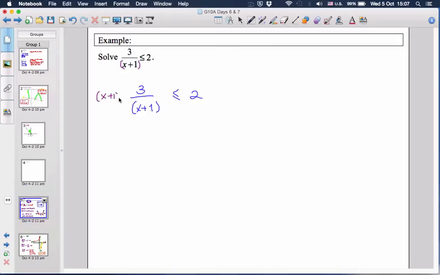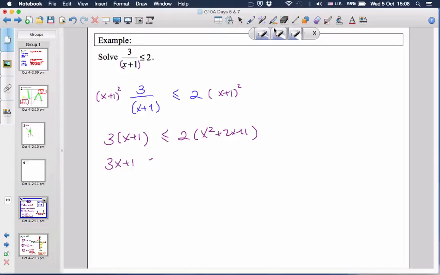So you multiply both sides by x plus 1 squared. No matter what x plus 1 is, whether positive or negative, when you square it, you're going to get a positive number, right? So now one of these will cancel out. So 3 times x plus 1, and then 2 times, we'll distribute this out, x squared plus 2x plus 1. And then 3x plus 3 is less than or equal to 2x squared plus 4x plus 2.